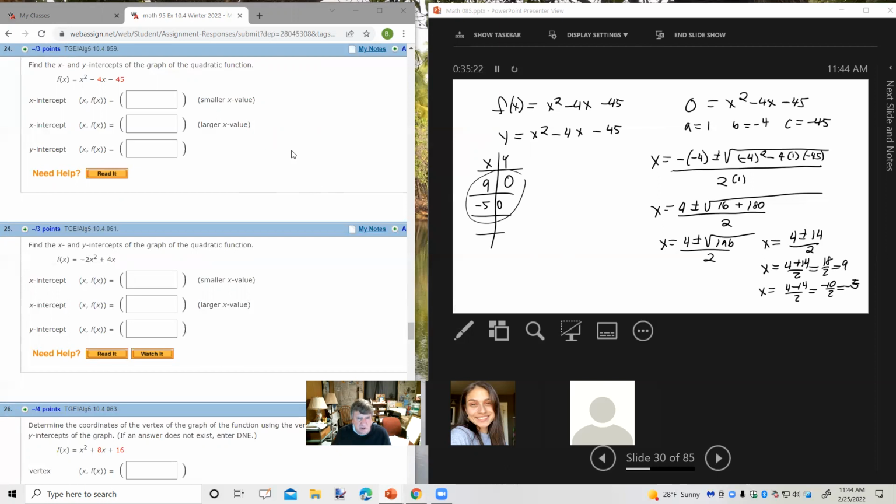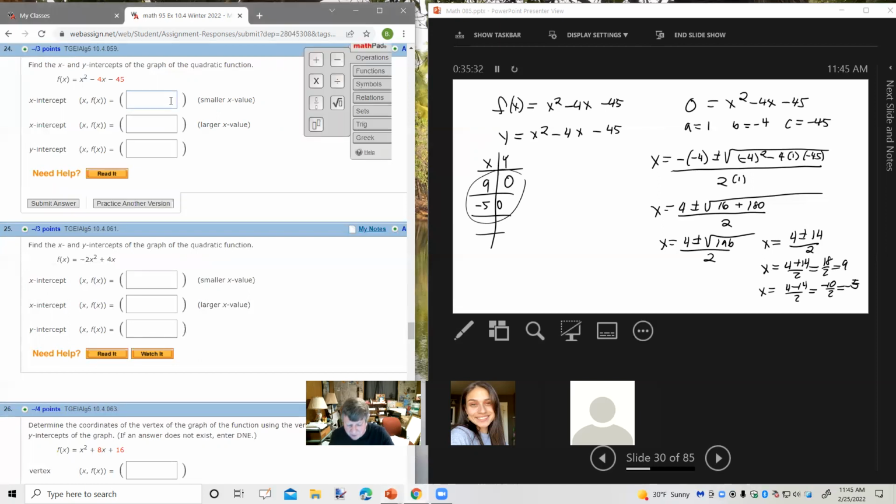Don't ignore the instructions. I've had people put the right answers in the wrong places and they both get marked wrong. Also, it's an ordered pair. It's not a single value. That's another thing people miss. So this is going to be negative 5, 0, okay, and then 9, 0.